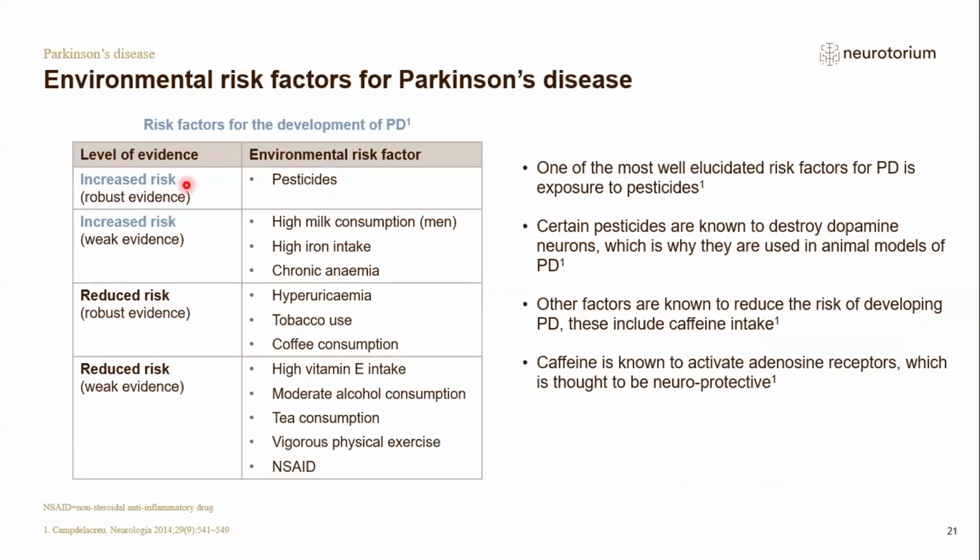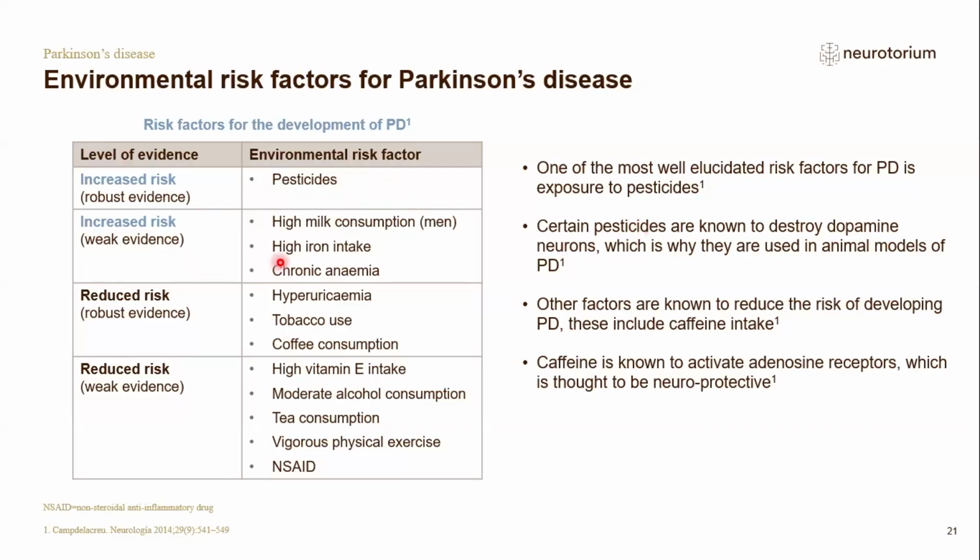So this is a level of evidence on some of the things that we know are risk factors. Pesticide: we know that most of our farmers that are exposed to pesticide usually are more at risk of getting Parkinson's disease. And even in the labs, they use certain pesticides to destroy dopamine receptors within these animal models, okay?